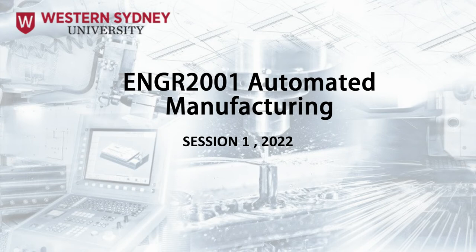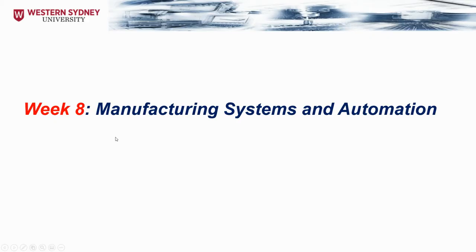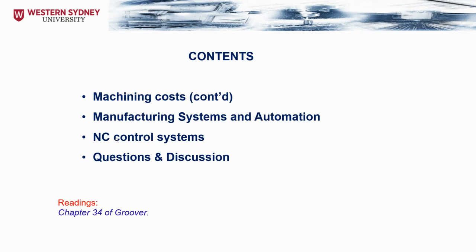In today's lecture we are going to cover the following topics, including first the manufacturing systems and automation. Before that we are going to cover all the following contents. First we start with the machining costs, manufacturing system and automation, numerical control systems, and later we are going to have some time for questions and discussions that are going to be related mainly to the final exam, and before that, the assignments.